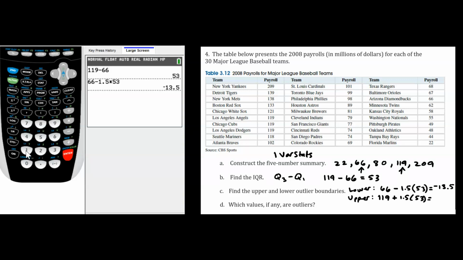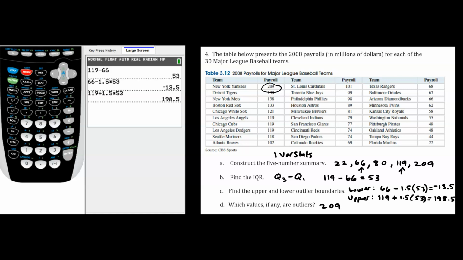So 66 minus 1.5 times 53 gives us negative 13.5. And then on the upper end, 119 plus 1.5 times 53 gives us 198.5. And so, do we have any data points that are lower than our lower boundary or higher than the upper boundary? And I think the only data point that is outside of one of those boundaries is this one. And so it seems like the New York Yankees are always outliers, and once again, according to the 2008 payroll, they are. So the only outlier that we have here is 209.